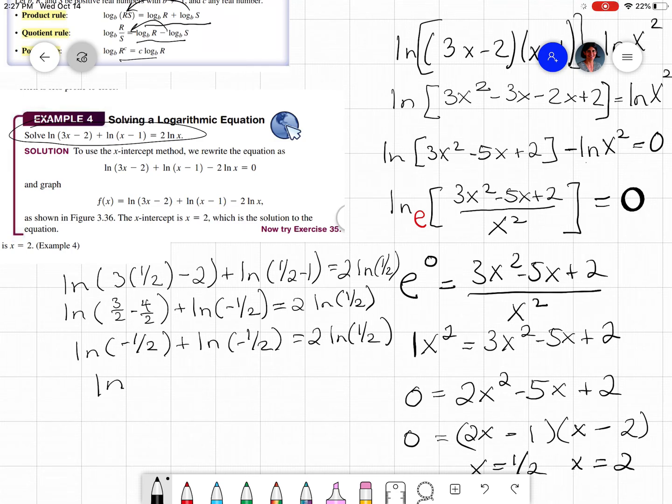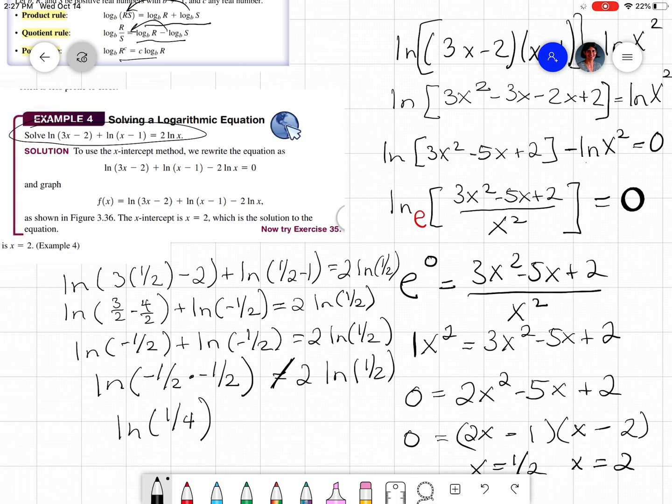All right, I keep going. I'm going to have the ln. Now here's where I have to be super careful. This is the addition, so this is the product rule. So I'm going to have -1/2 times -1/2 equals 2 times the ln of 1/2. And I know a lot of people want to say this equals itself, but it's not. We're going to see that this doesn't equal. And here's why. If I do the multiplication as a negative, I end up with a positive 1/4.